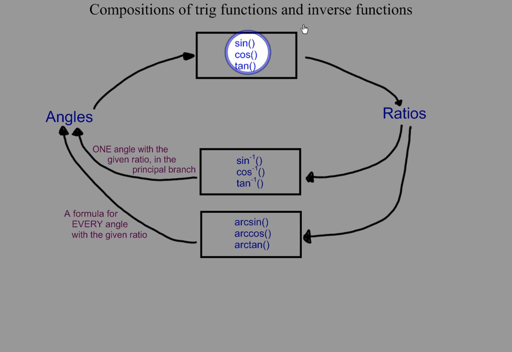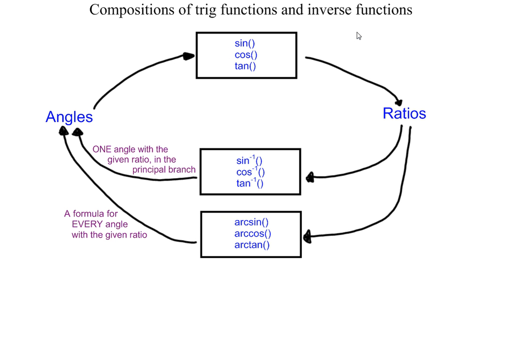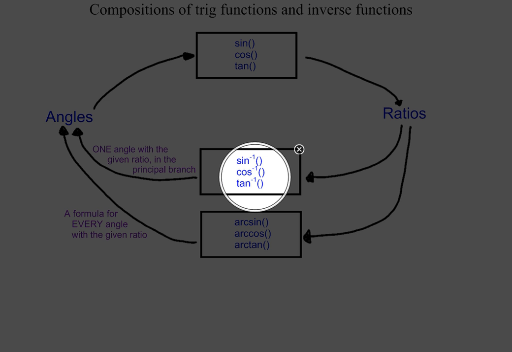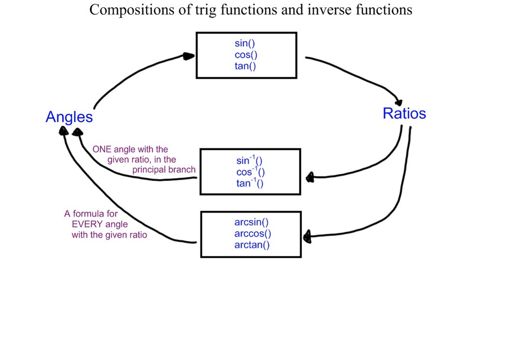Anyway, sine and cosine and tangent are regular trig functions that take an angle as the input, and their output is a ratio, right? Inverse sine and inverse cosine and inverse tangent, like these, those are functions that go the other way. Their input is a ratio and their output is an angle. Specifically, their output is one angle, the one that has the ratio that is the input and is in the principal branch of whatever function it is.